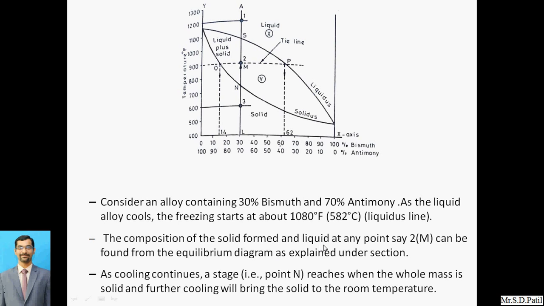So the composition of the solid form and liquid at any point, suppose at point 2, whatever the composition may be, we can sort it out on the equilibrium diagram. As cooling continues, a stage, that is point N, is reached when the whole mass is solid. Now just consider that point N. So what is the difference in phase from S to N? At N, the whole mass is solid, and further cooling will bring the solid to room temperature.